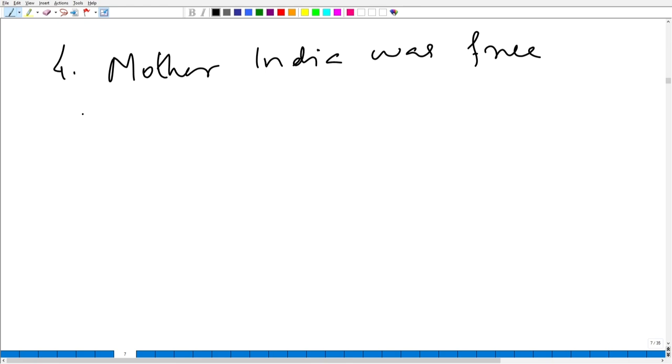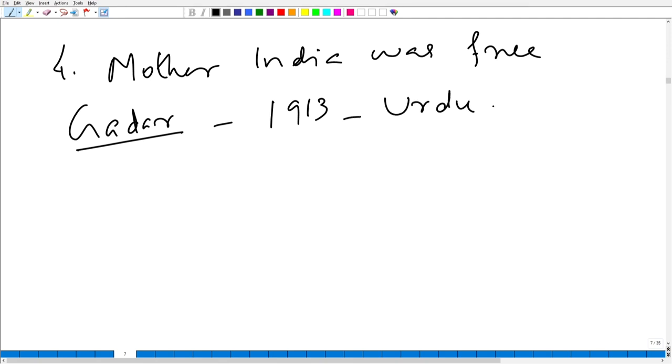Now, as you have been told earlier, they started a newspaper called Gadhar. It was founded in 1913. The first edition of the Gadhar newspaper was in Urdu. What kind of message did the newspaper convey? It conveyed the message of nationalism.